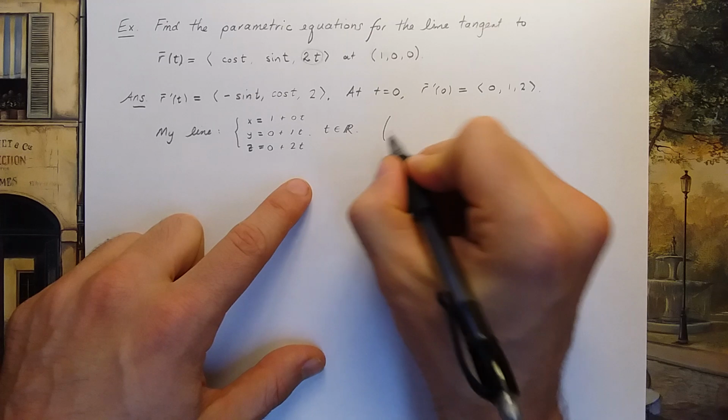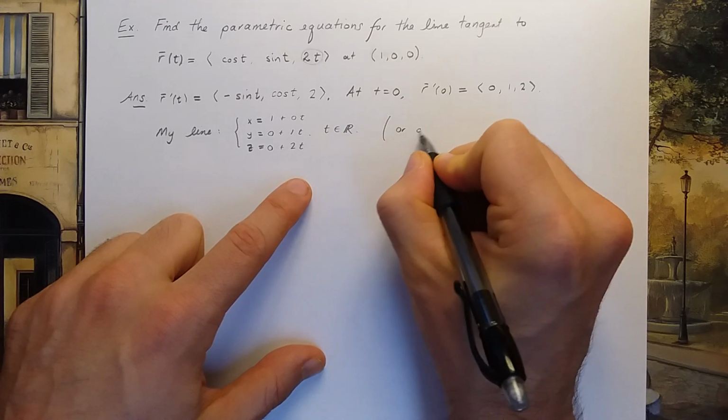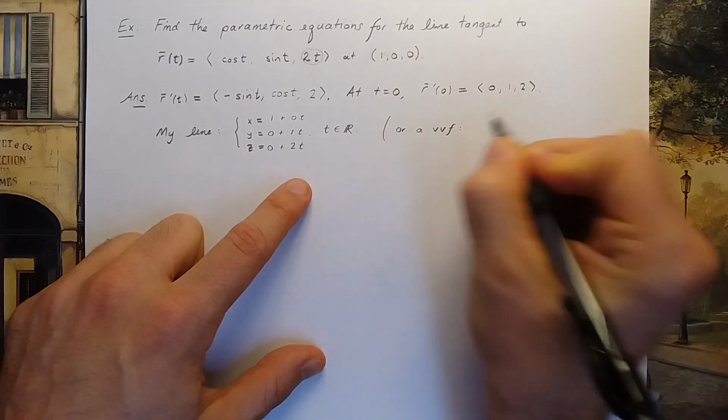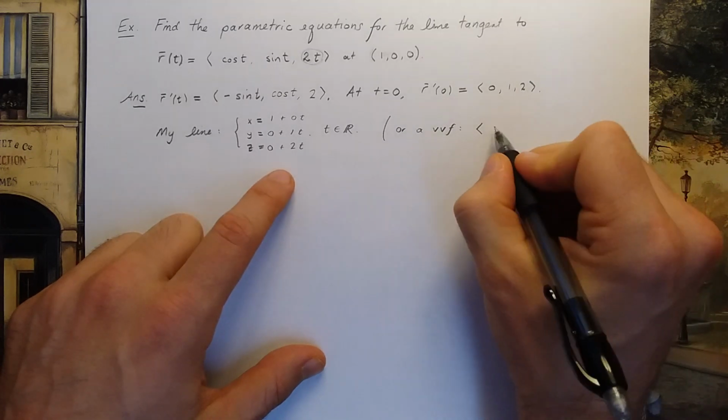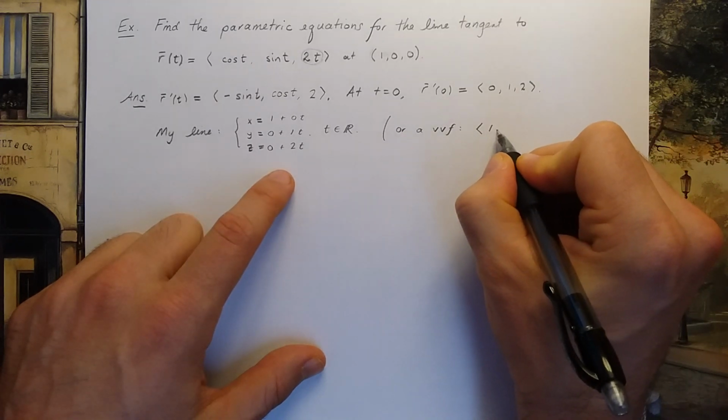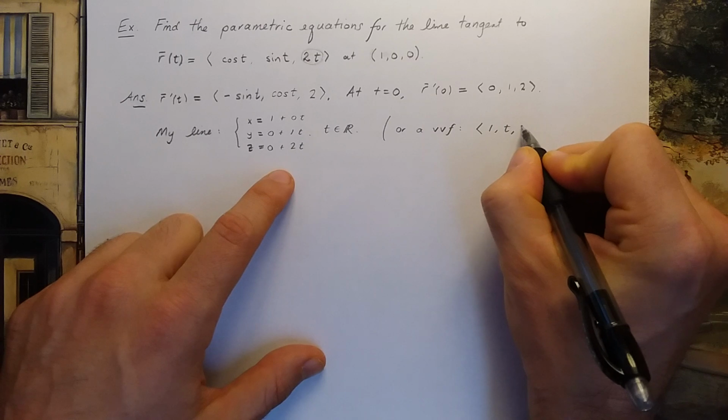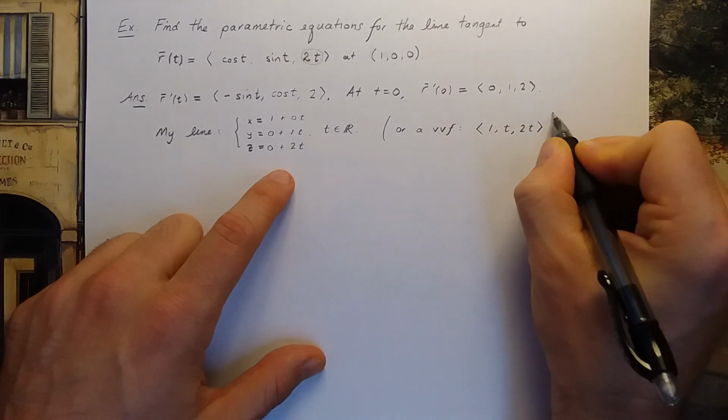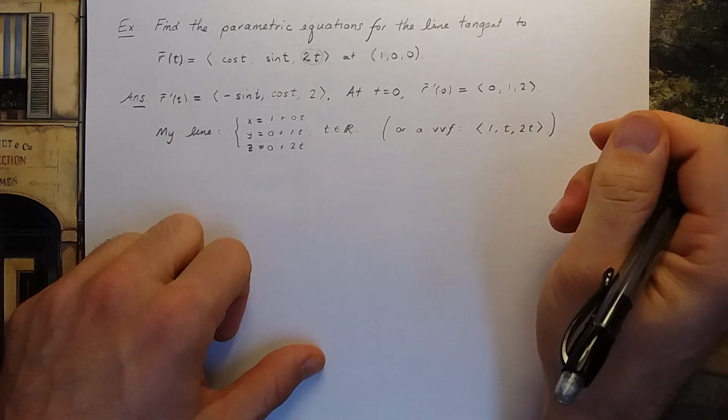If you want a vector-valued function describing the line, I could write down the vector-valued function (1, t, 2t). Okay.